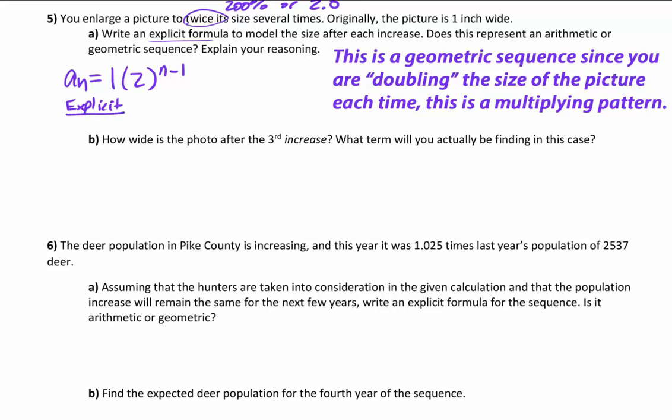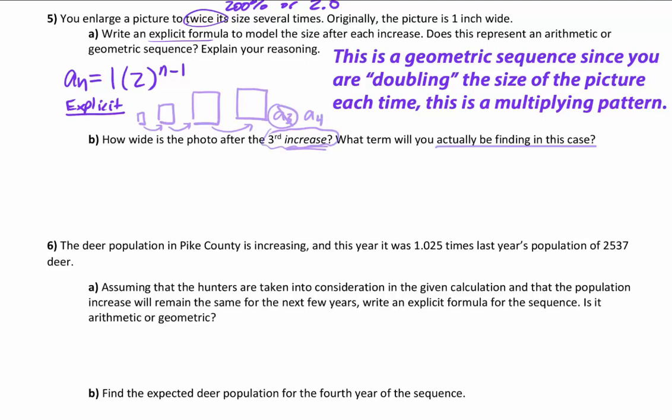Now, if we look at part B, how wide is the photo after the third increase? And you'll notice we put a little bit of emphasis there. What term are we actually finding in that case? So you have to think about, we start with a small picture, we double its size, we double its size. We're not actually finding A3. So this is not A3, as we'll see here in a second, because that's only 2 increases, and the problem specifically emphasizes that we want 3 actions to have been performed. So we are finding not A3, but A4. So you have to be careful on the wording occasionally.